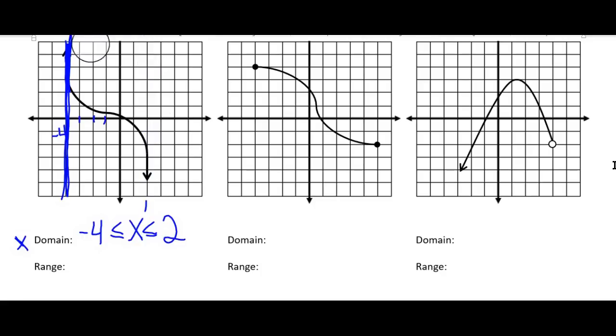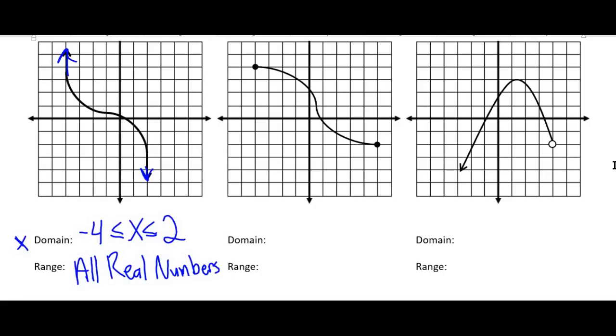That's your domain. The range is the same thing except bottom to top. So I need to look for bottom boundaries, which this arrow says there are no boundaries because it goes on forever, and top boundaries. Again, there are no boundaries. It goes up forever. If it goes up forever and down forever, my range is all real numbers.